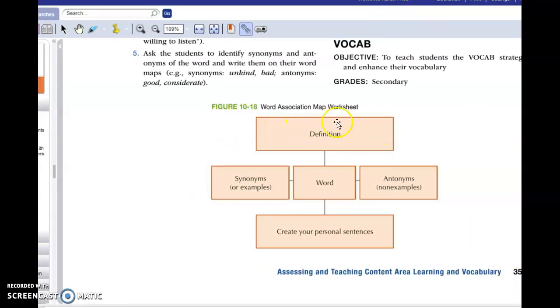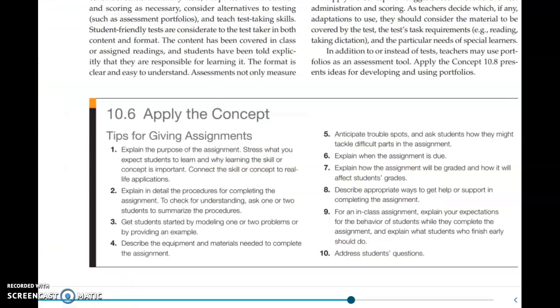So this is a word association map worksheet, and also think about that vocabulary map that I showed you a few minutes ago. So you would put the word here, definition, synonyms or examples, antonyms or non-examples, right? Going back to the importance of non-examples, and then create your own personal sentences. And for your younger students, maybe have them draw out their personal sentences. They could draw, they could write, stuff like that. But this is just a simple word association map worksheet. And in the old textbook, it was 10-18. And again, not 100% certain as to what it is this time.